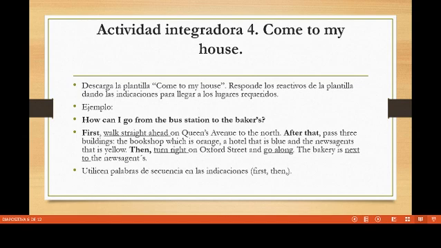No se olviden de utilizar las palabras de secuencia. Las palabras de secuencia son estas. First, then, after that. Primero, después de eso, luego. Ok, esas que ustedes ven en negrita son las palabras de secuencia. So those that you can see here in bold are the sequence words, and you have to use them in the instructions that you are going to give to get to the directions.